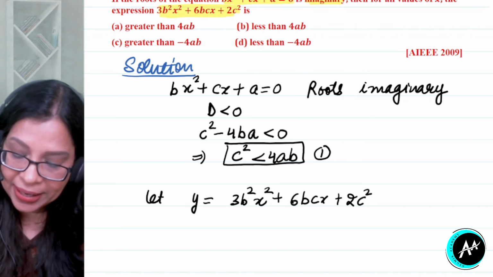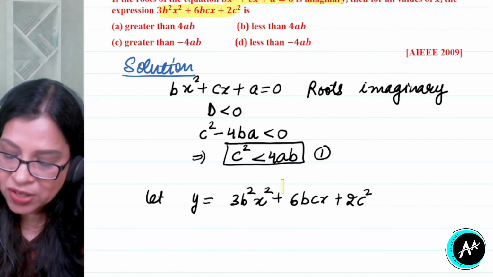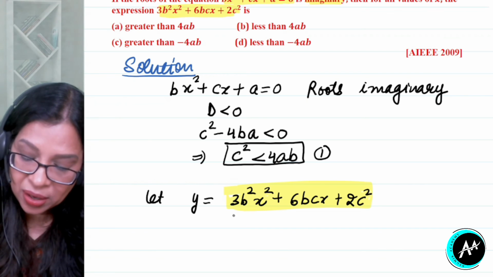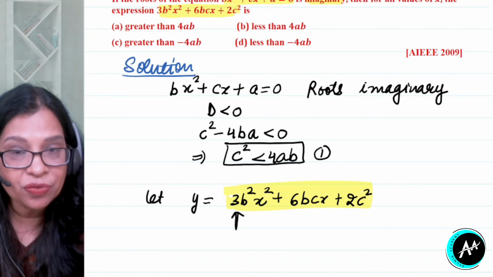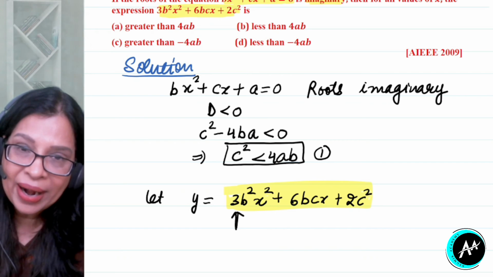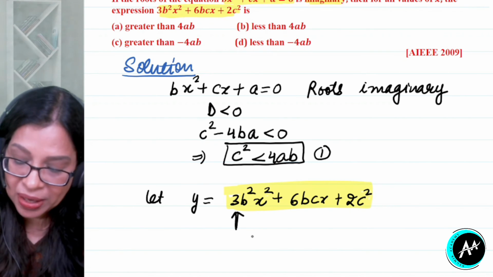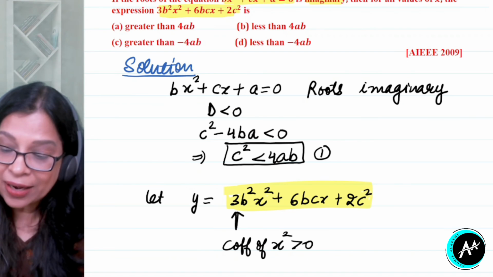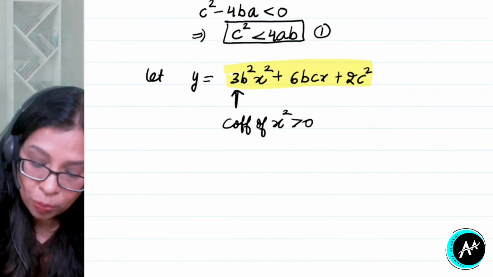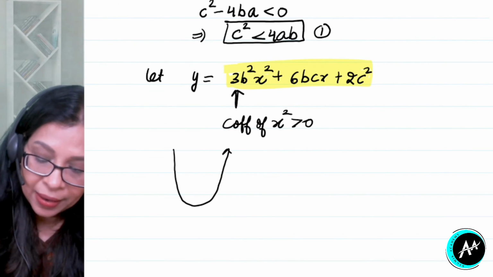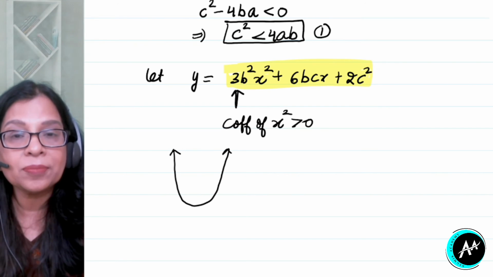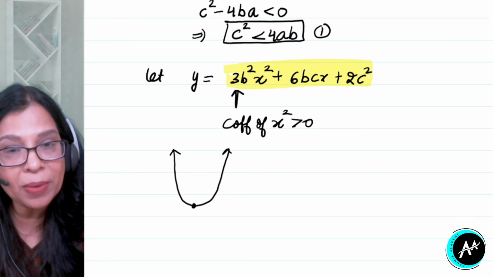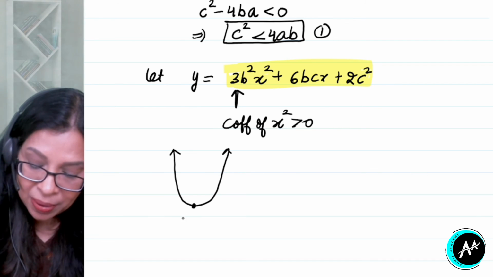It is a quadratic expression, isn't it? And observe one more thing. Coefficient of x square is positive. Leading coefficient is never 0, and it is a perfect square, so that means coefficient of x square is greater than 0. That means it will represent a parabola opening upwards. It will give me an upward parabola. So that means I can obtain the minimum value of y. Remember, we have done this. So what is the minimum value of y?